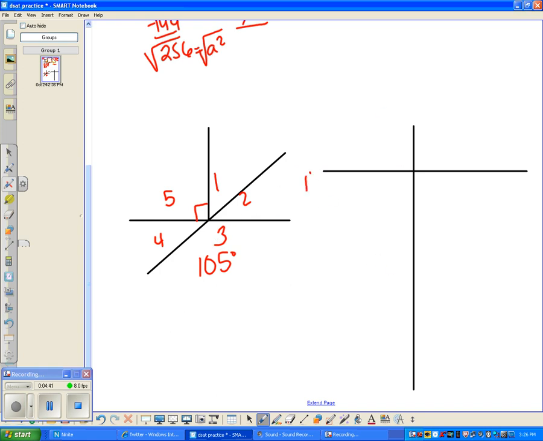So we could start off with a given that angle 3 equals 105 degrees. That's given. Some people are also going to want to say that angle 5 equals 90 degrees as given, because that's what it looks like in the picture. That's true, but technically it says angle 5 is a right angle.